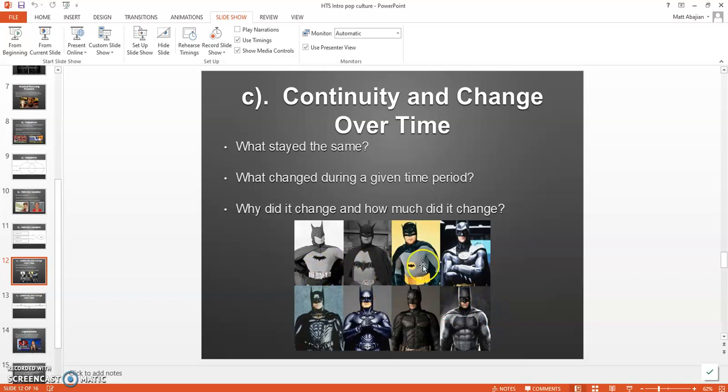And you're going to notice the progression of the Batman, from the black and white to the very toned suit that's there. What stayed the same? Why did it change over a given period of time? Why did it change and how much did it change? When we're talking about continuity and change over time, we want to trace something throughout history. Did it stay the same or change?